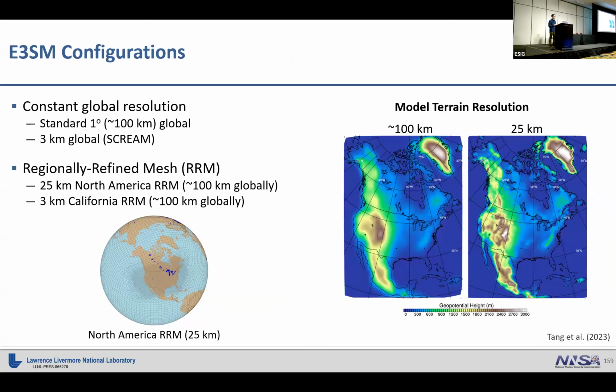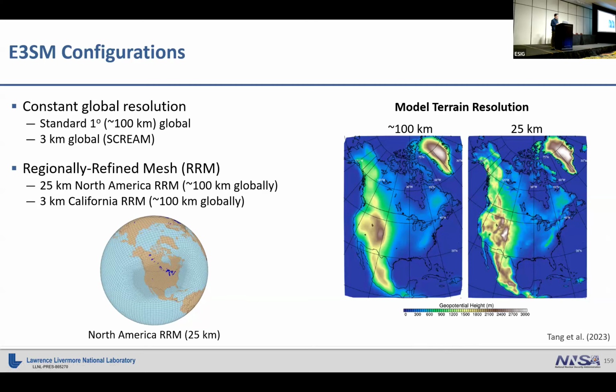So I'll start with an overview of the available E3SM configurations, which are listed here on the left. Sort of the standard model setup is a global model with 1 degree resolution in the atmosphere. That amounts to about 100 kilometers over the United States. You can see on the right here what the terrain looks like at 100 kilometers.